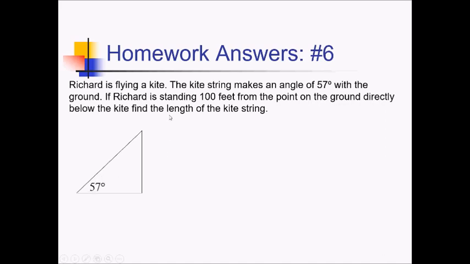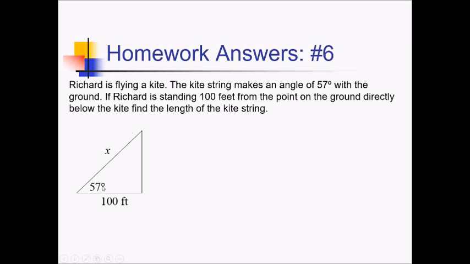Now we said that Richard is standing 100 feet from the point on the ground directly below the kite. So here's Richard over here on the left. Here's the kite up here in this upper right corner, but here's the point on the ground that's directly below the kite. So we've got 100 feet between Richard and this point on the ground, so 100 down there. And if we want to know the length of the kite string, well, the kite string is this hypotenuse going from Richard to the kite. So that's going to be an x for that hypotenuse.